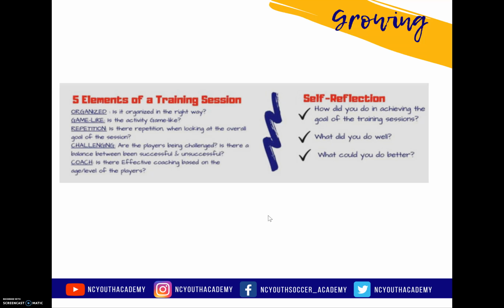And we're going to grow as a coach through reflection. And this is going to be how we couch or put in context our objective. Did we address that? Did we do it well, or what did we do well? What could we do better?